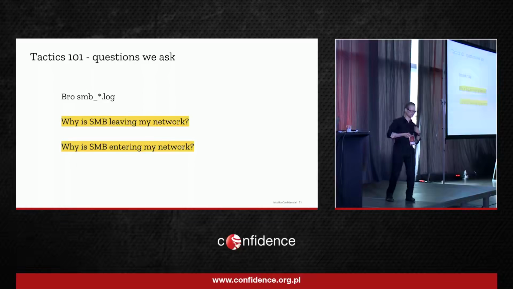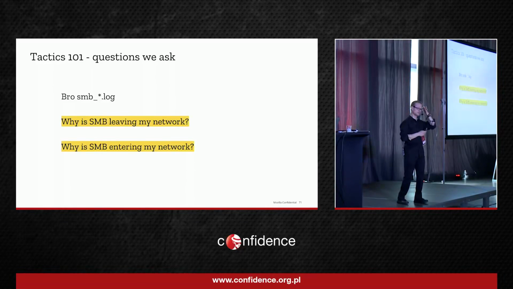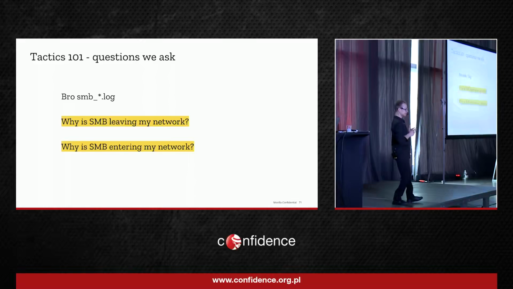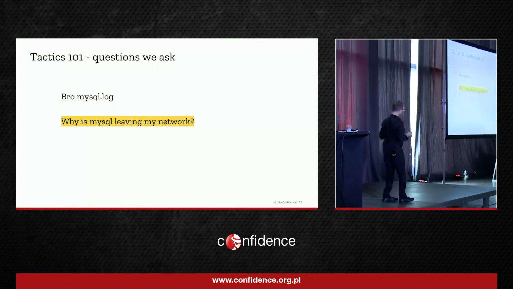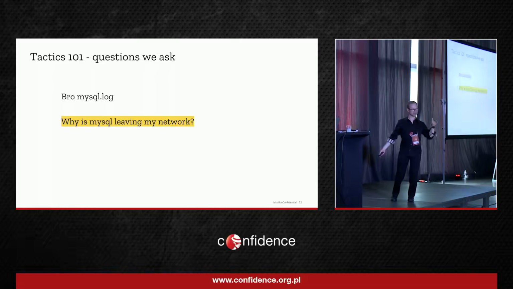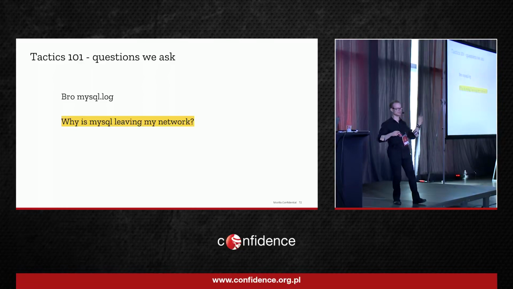Some other questions we ask: why is this SMB protocol leaving my network? Or, when you remember the recent attacks and the ransomware, why is the SMB protocol entering my network? I don't want any SMB crossing my network. Same thing about MySQL. I don't want MySQL to cross my network boundary unencrypted. Bro is, by the way, a very efficient MySQL replicator. You just sniff the MySQL network traffic, and you can create a copy of a database, like the entire database. You should be careful with some kinds of logs.